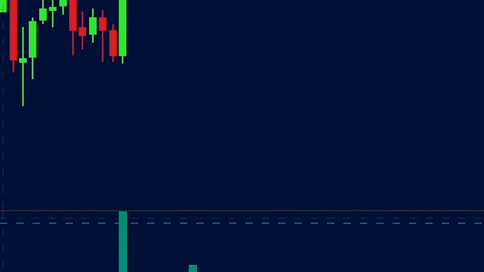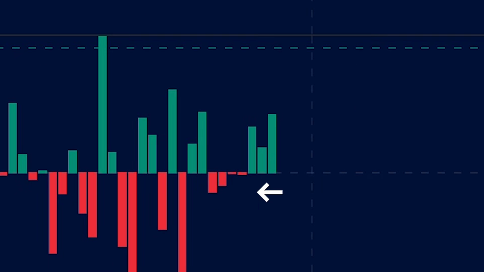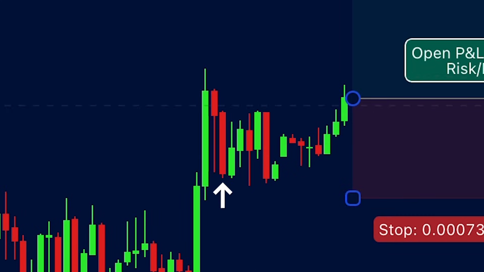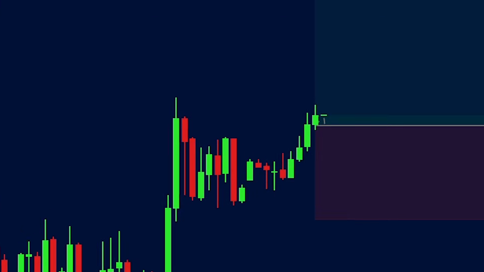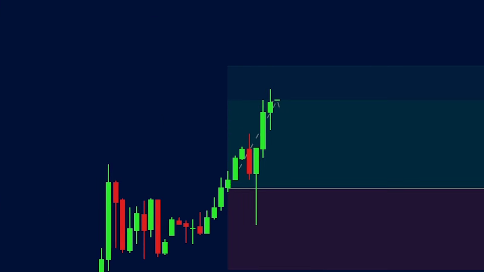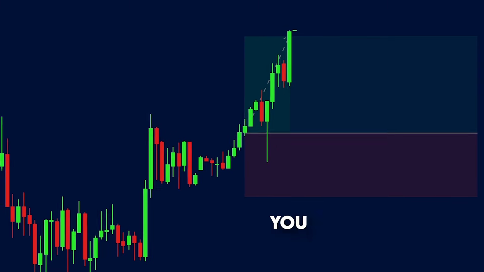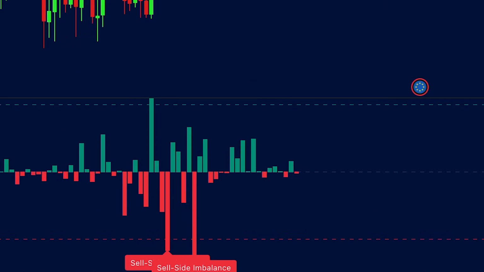For entry, go long when the oscillator crosses back above -1.0 after touching the extreme. Place your stop loss below the low of the void candle, the candle that created the extreme oscillator reading. For take profit, target the high of the void candle first, then extend to previous resistance if momentum continues. The beauty of this strategy is you're not predicting, you're reacting to statistical inefficiency.